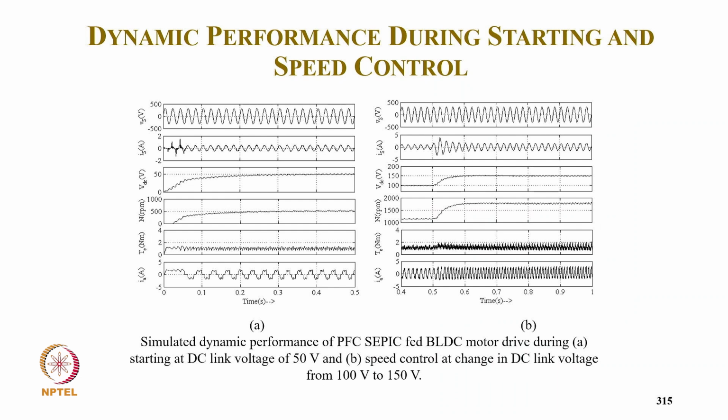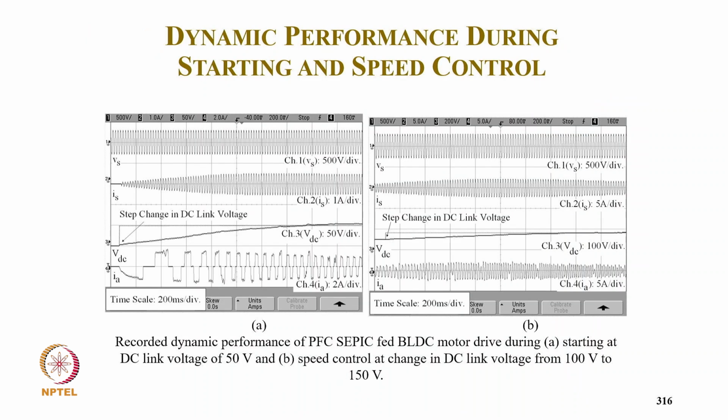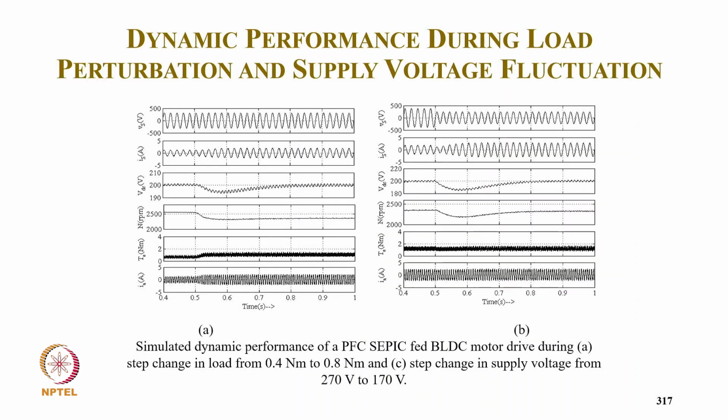And these are typically the starting performance. I mean, typically at 50 volt, and then the speed control from 100 volt to 150 volt of DC link voltage. These are experimental waveforms for starting at 50 volt, and then the speed control from 100 volt to 150 volt of DC link voltage.